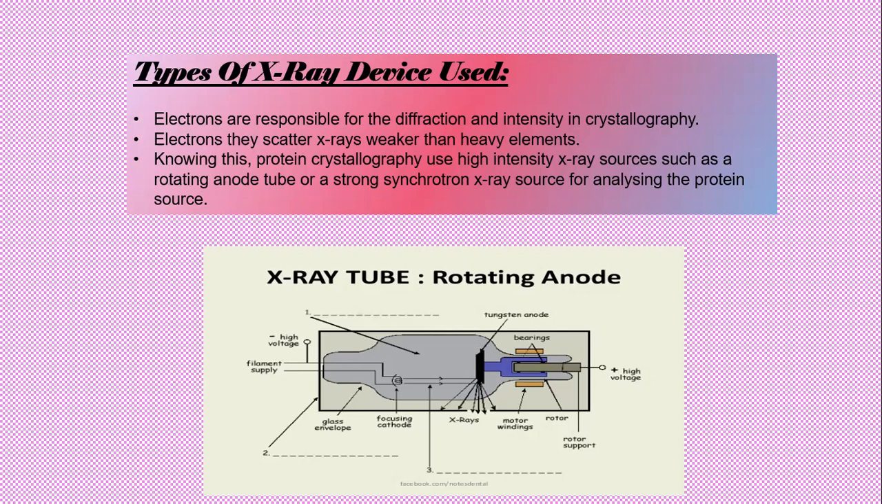This is a diagram of an X-ray tube rotating anode. Tungsten filament, bearings, high voltage, negative and positive. Filament supply, glass envelope, focusing cathode, X-rays. This is the diagram of the X-ray tube rotating anode.